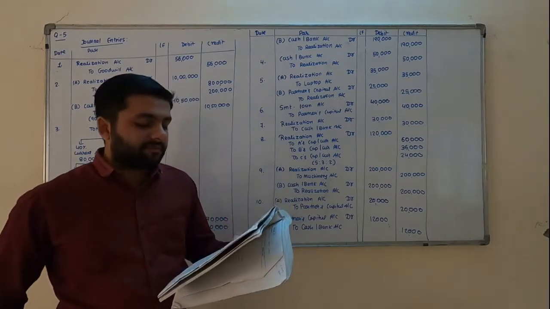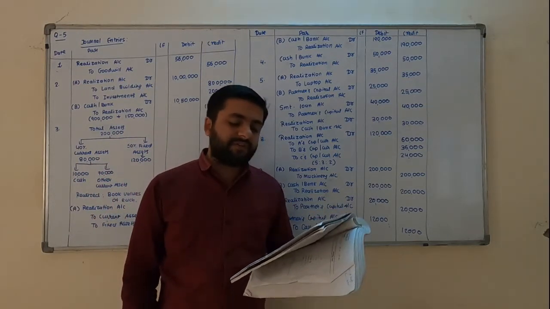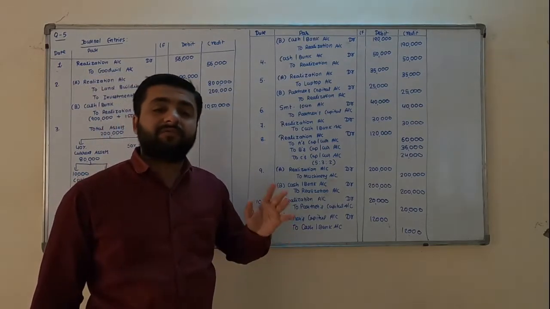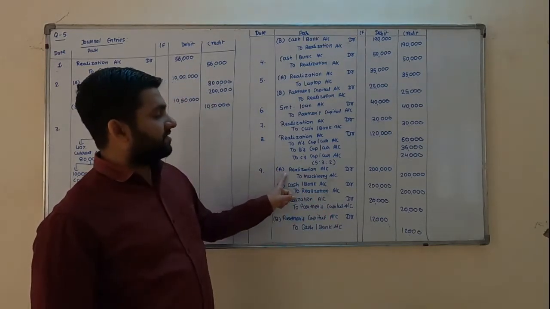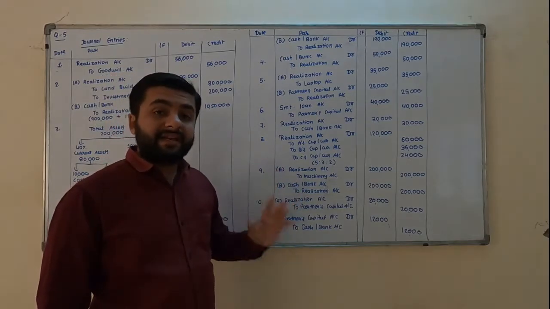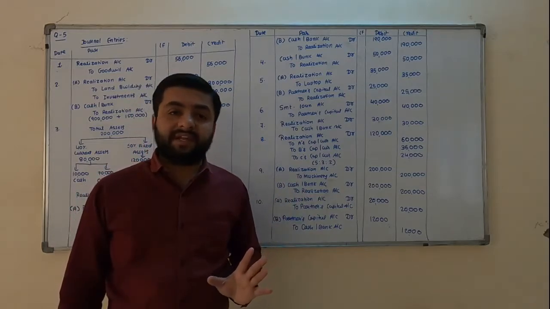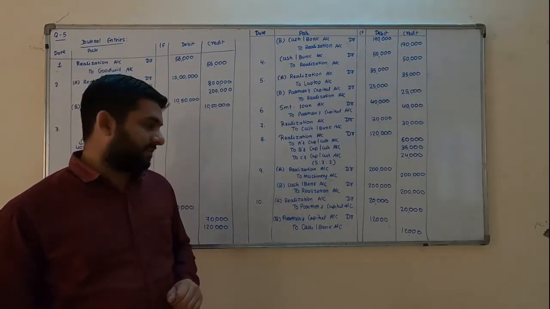Next, the 9th one: a machine is disclosed in the books at the time of dissolution, and its book value of 2 lakhs is realized. So an asset is disclosed in the books, and first we have to close the asset. Realization account debit to machinery account, and then the rupee amount is realized from it. So cash bank account debit to realization account, rupees 2 lakhs, 2 lakhs.